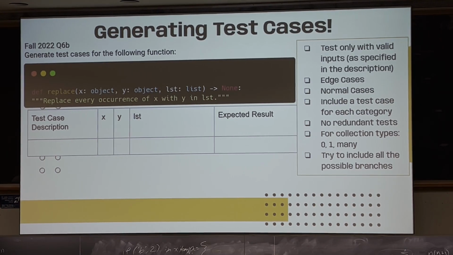What is the parameter type, object? Okay, in this case, it can be any type because they didn't specify what the list could be. So you can have it be an integer, it could be a string, it can be any type essentially because it's specified as an object.